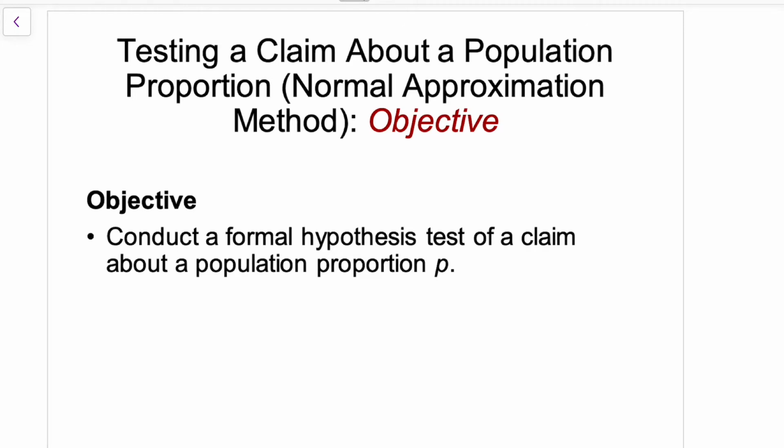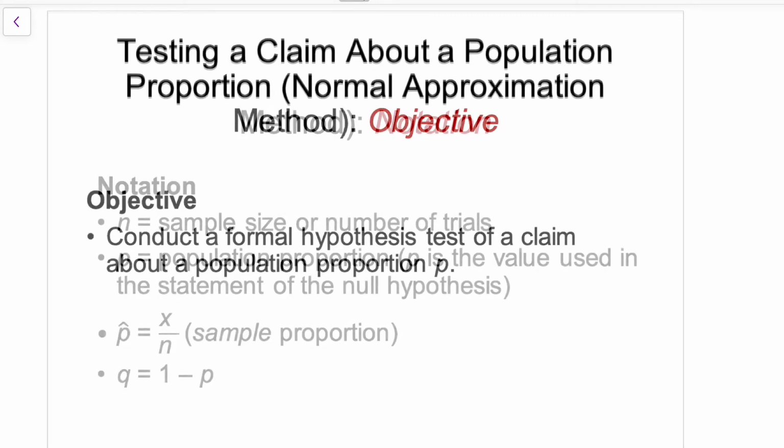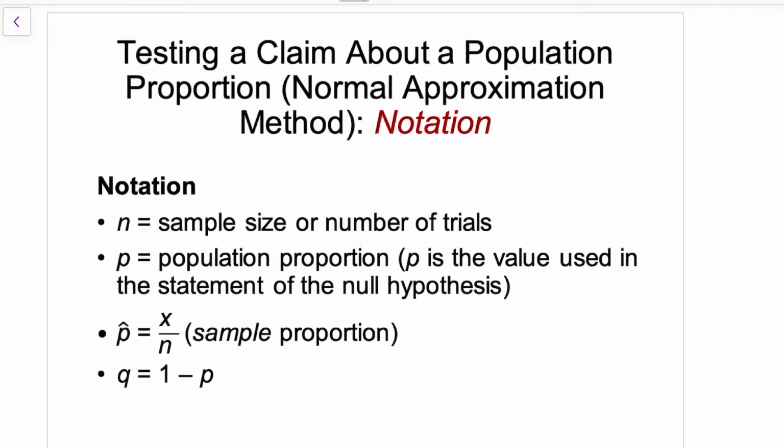need to define the other parameters and statistics that we'll be dealing with in this section. Here is a list of our notation. N will be the sample size or number of trials that are conducted. P is the population proportion. This is the one that we're using for the null and alternative hypotheses. P hat will be our sample proportion. It will be the proportion seen in the study or in the poll in our examples. And Q will be the population proportion complement, 1 minus P.